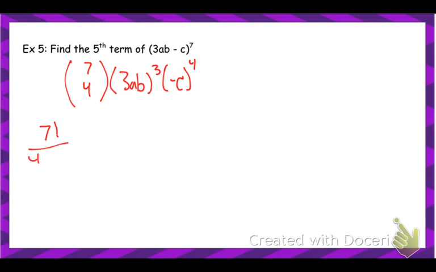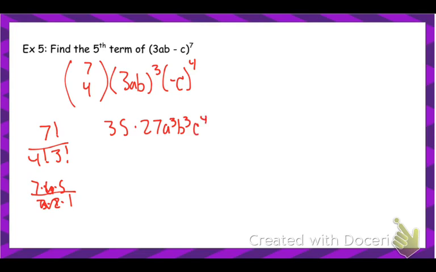So 7 factorial over 4 factorial, 3 factorial. So 7 times 6 times 5. 4, 3, 2, 1 is all going to cancel out. Well, 3 and 2 are going to cancel out. So that leaves me with 35 times 27 a cubed b cubed. And then negative c to the 4th is now going to become positive c to the 4th. Multiply 35 by 27. End up with 945 a cubed b cubed c to the 4th.